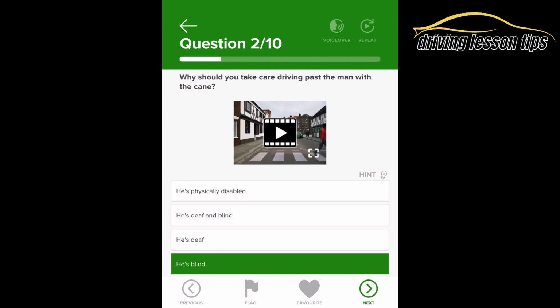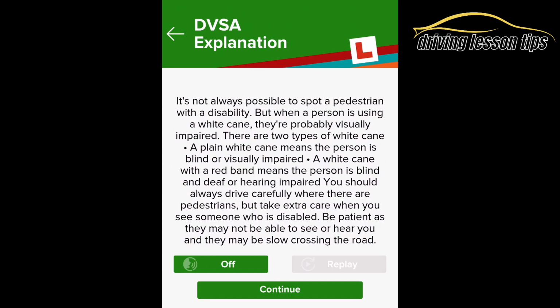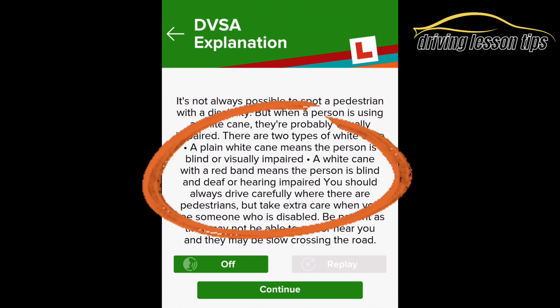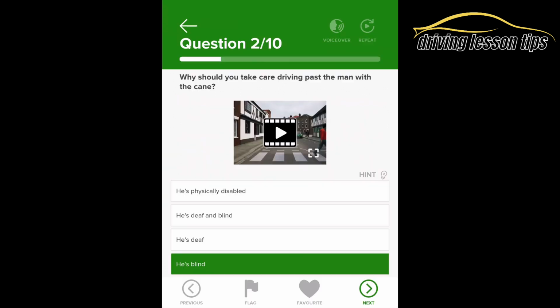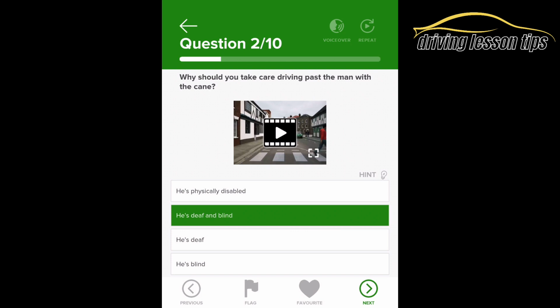We can look at the hint. See this hint button here in the middle? You can click on that as well, and it gives you a hint about what it is. So while you're practicing, this is always a good option. Think about it, there's a big clue there. It says here, if he's got a white cane with a red band, the person is blind and deaf or has a hearing impairment. Okay, so let's go back. So we know the answer on this one is going to be B.